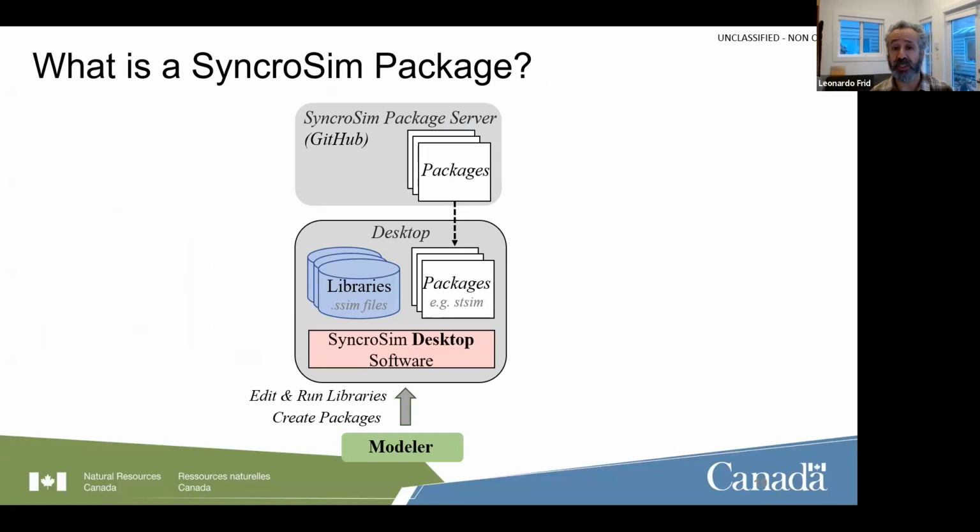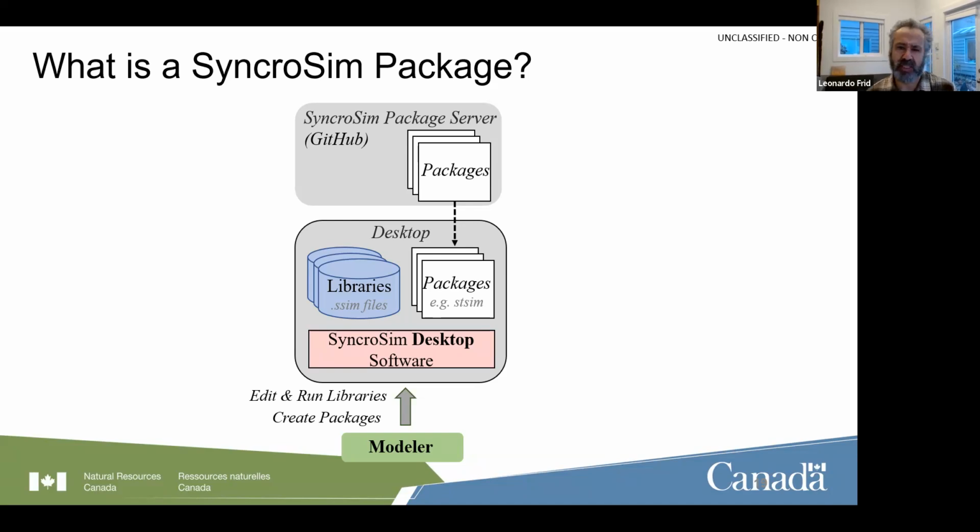SynchroSim packages can be developed by anyone. They're usually published in a GitHub repository, and they're submitted to us, similar to the process of submitting an R package, for example, to CRAN. And then once approved, the packages are hosted on a SynchroSim package server. And a modeler running SynchroSim on their desktop can download SynchroSim packages, and then they develop data sets, which are called SynchroSim libraries for a particular package, which helps them store all of the model inputs and outputs.